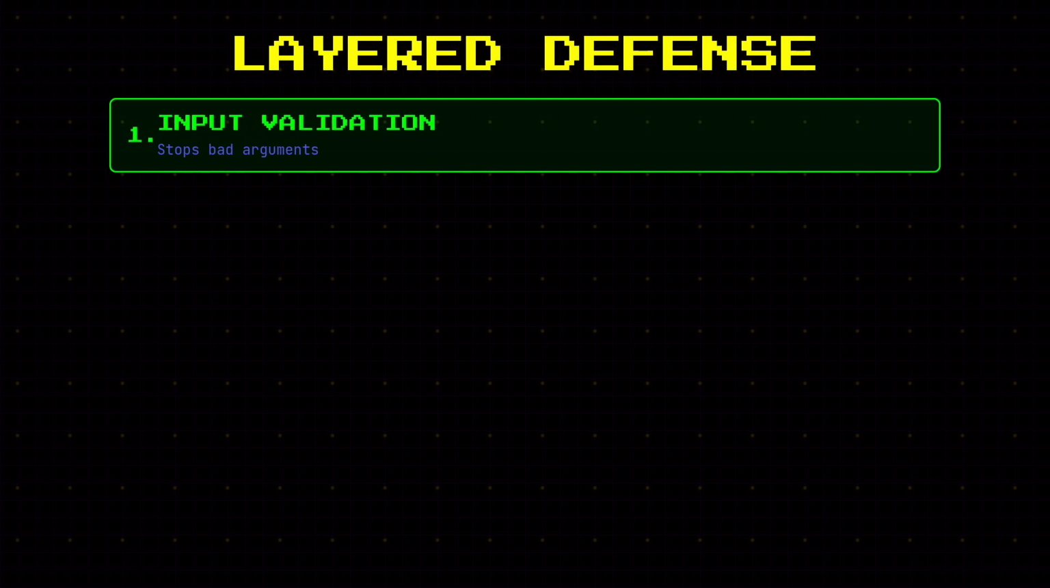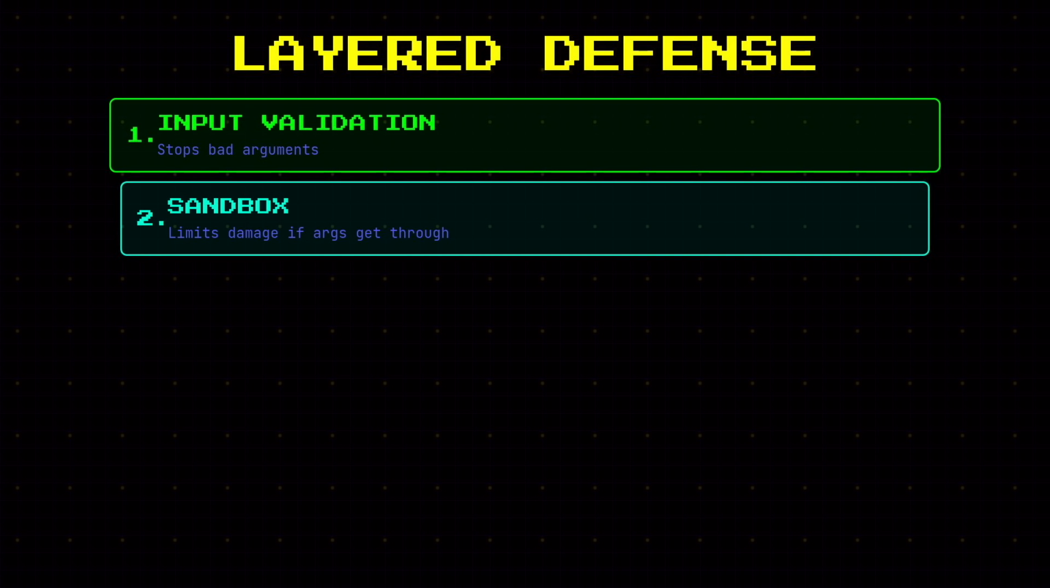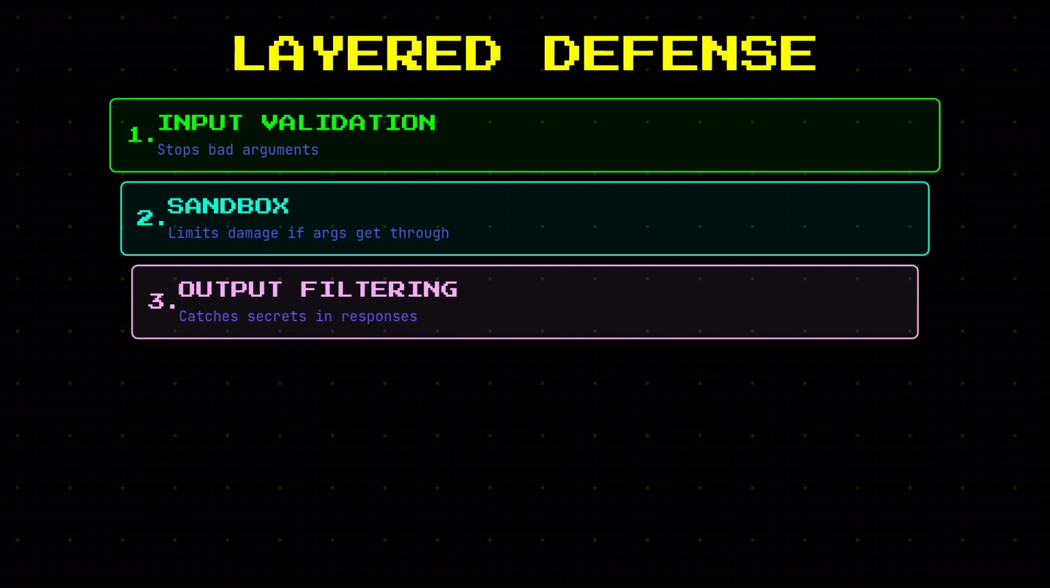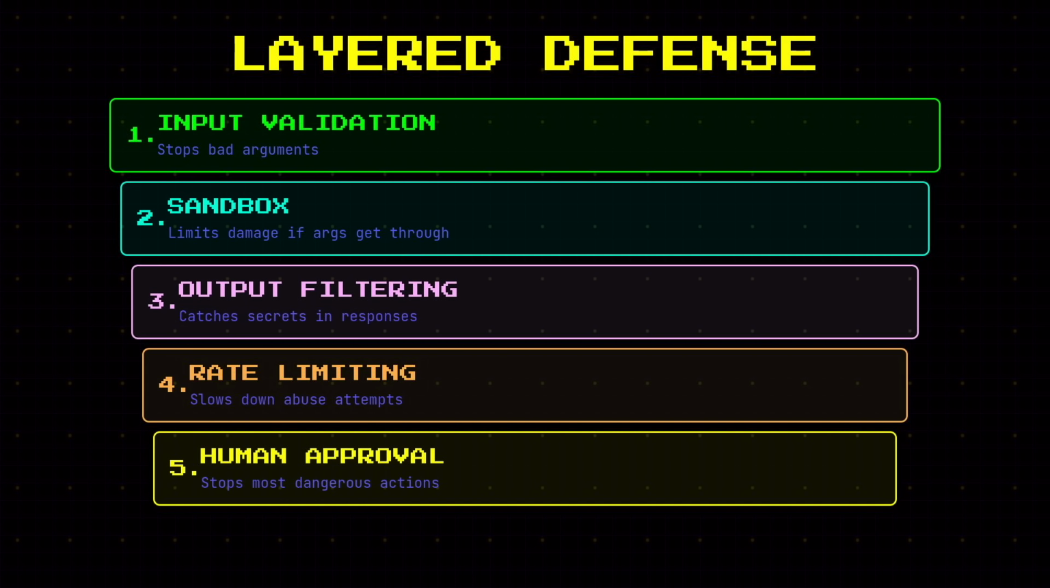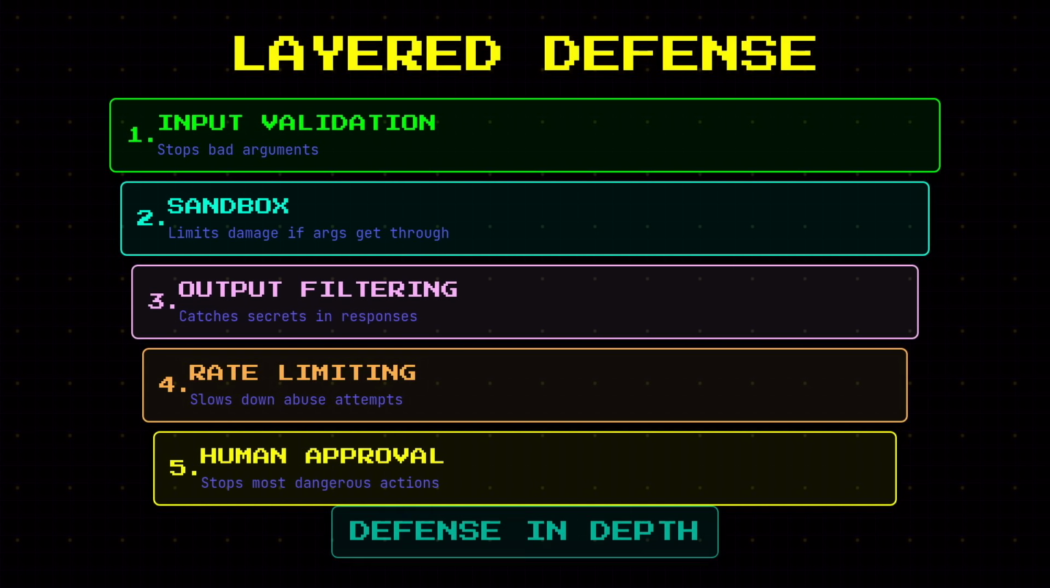These mitigations form layers. No single layer is sufficient. Input validation stops bad arguments. The sandbox limits the damage if a bad argument gets through. Output filtering catches sensitive data even if the sandbox didn't block the tool call. Rate limiting slows down any abuse that gets past the earlier layers. Human approval stops the most dangerous actions entirely. Think of it as defense in depth. Each layer catches a different failure mode. When one layer fails, and eventually one will, the next layer catches it.